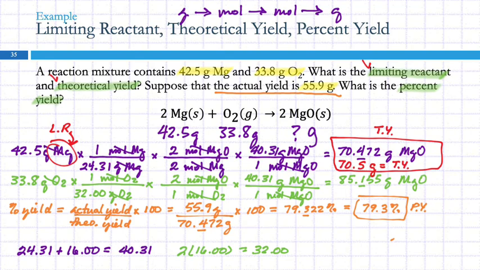We've got pi, tie, and ver. Any questions? The book really likes limiting reactant problems. These are going to come up in several chapters.